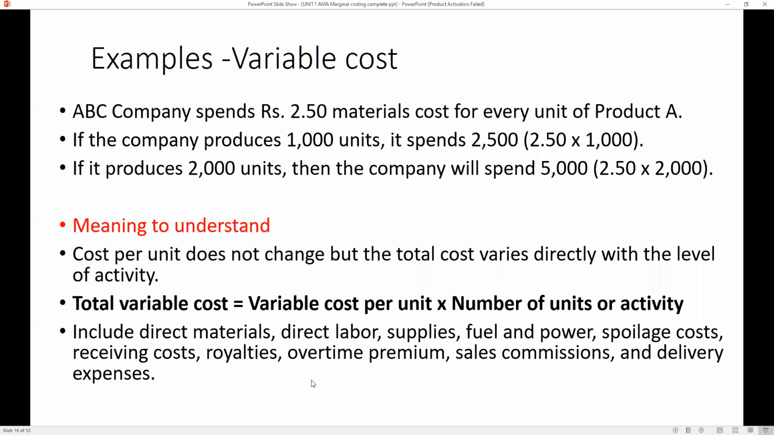Some more examples of variable cost are direct material, direct labor, supplies, fuel and power, spoilage cost, receiving cost, royalties, overtime premiums, sales commission, and delivery expenses. So they can ask you for 2 marks, what is variable cost, give a few examples. Then you are going to answer this. Later, don't say this was not told in the class. For 2 marks, you can expect this.